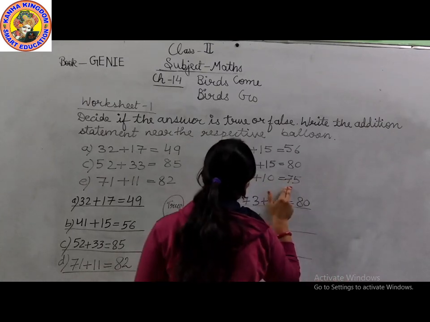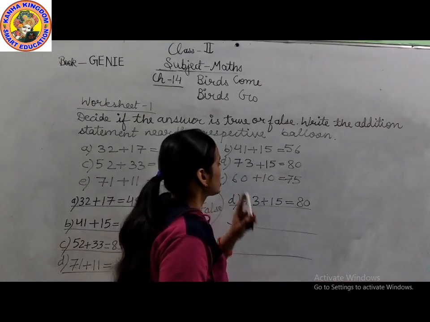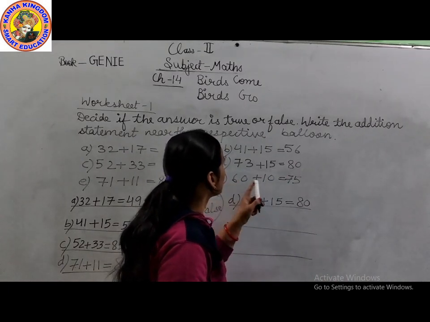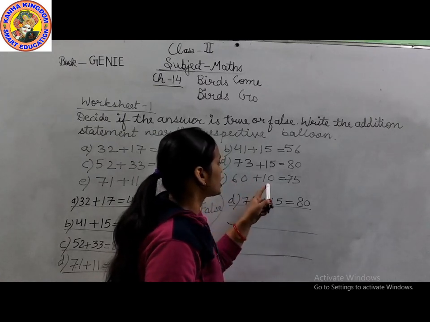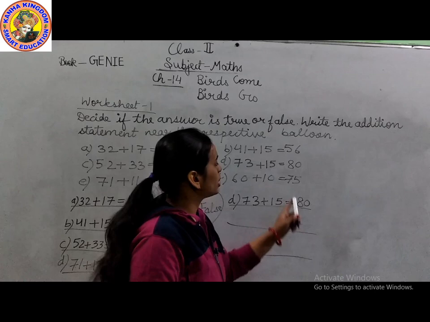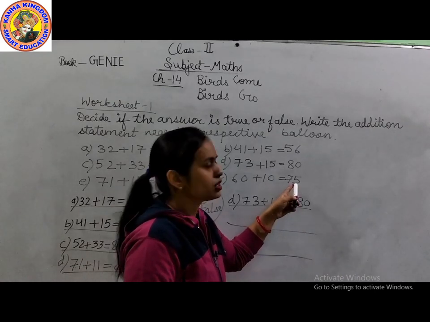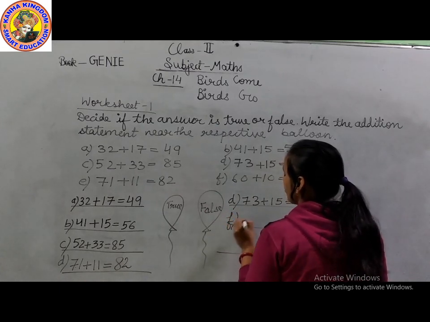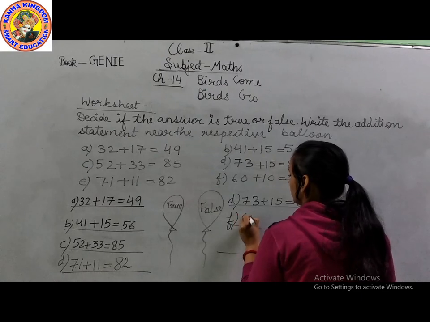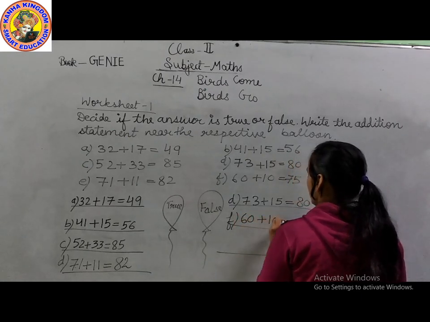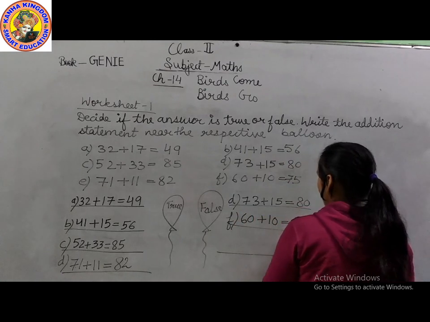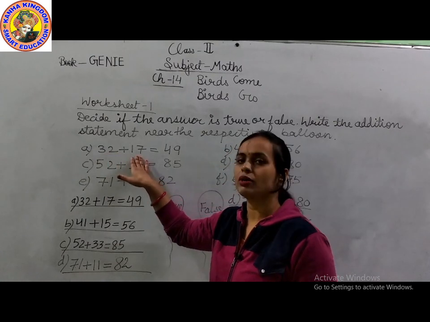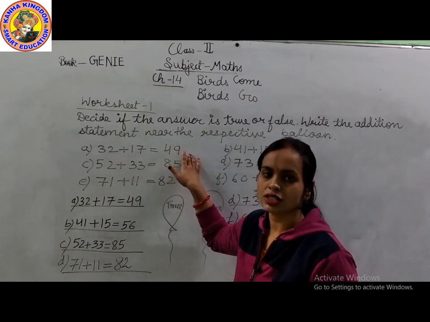60 plus 10 equals 75. First we add 0 plus 0, 0, 6 plus 1, 7. So 60 plus 10 equals 70, but there is the answer 75. So this is an incorrect addition. So write F. 60 plus 10 equals 75. In this question, first you add the numbers, then check the answer.